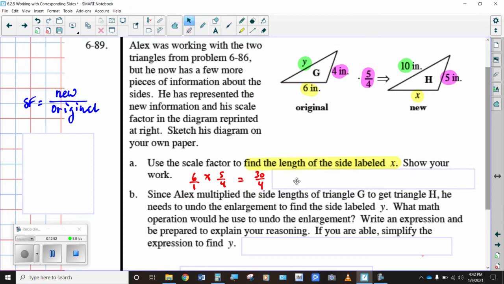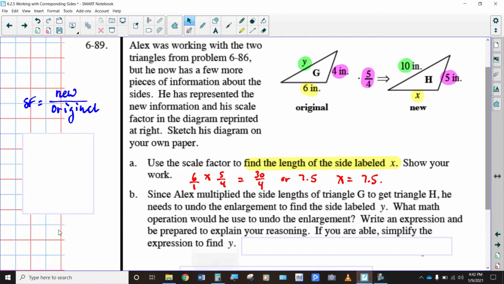So that gives you an answer of 30 over 4, which, when you simplify it down, becomes 7.5. So x has to be equal to 7.5. Now, this isn't the only way to solve these problems.